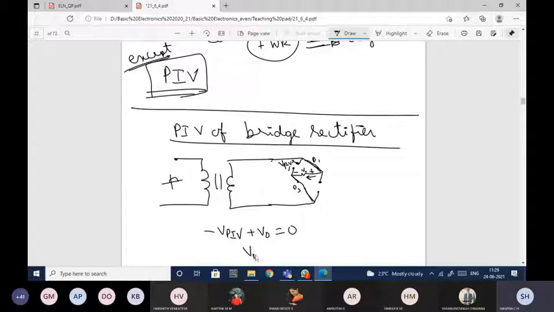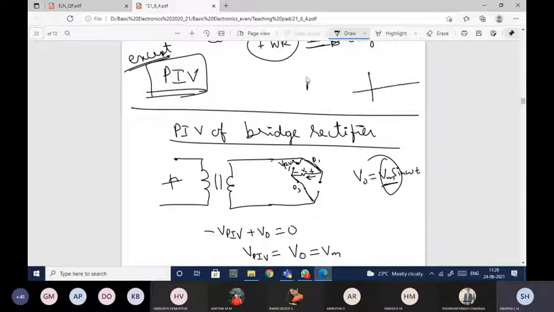Okay, so take VPIV to the other side. So it is nothing but V0. You know that V0 is nothing but Vm. Why am I considering V0 is equal to Vm? Why not Vm sin omega t? Because Vm is the maximum voltage, right? For a sinusoidal signal, if I represent it as A sin omega t, it means that the maximum amplitude is A. In the same way, the maximum voltage in Vm sin omega t is plus Vm. That is the reason I have just written Vm.